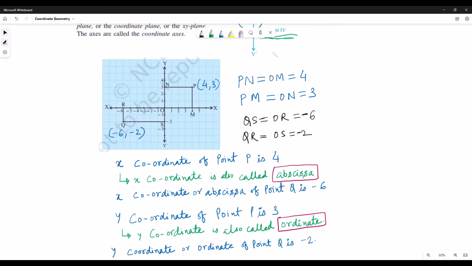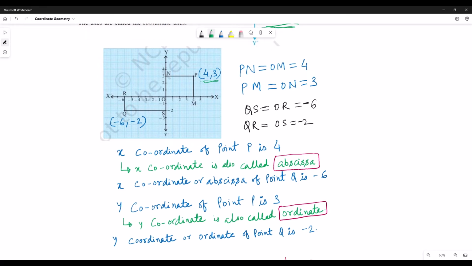So there is a point P. How will you locate the point? This is 4 units away in the x direction and 3 units away in the y direction. So we can find the unique point (4, 3). The x coordinate of a point is also called the abscissa. So this is a new term, abscissa. The x coordinate is called abscissa and the y coordinate is called ordinate. So when we say the point is (4, 3), the x coordinate is 4 and the y coordinate is 3.